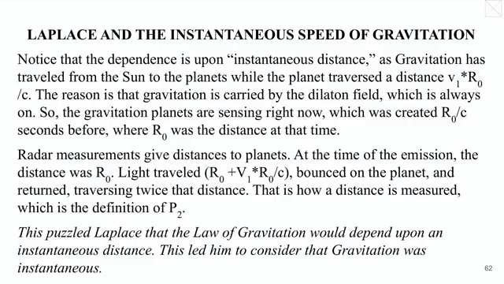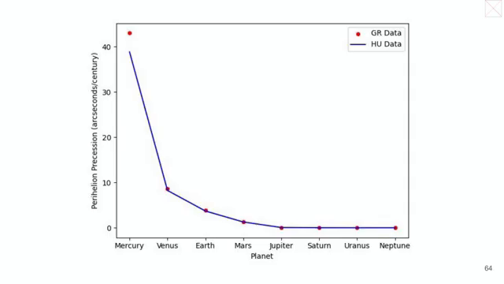Radar measurements give distances to planets. At the time of the emission, the distance was r0. Light traveled r0 plus v1 r0/c, bounced on the planet, and returned, traversing twice that distance. That is how a distance is measured, which is the definition of p2. This puzzled Laplace that the law of gravitation would depend upon an instantaneous distance. This led him to consider that gravitation was instantaneous. Hey, can you show that this is correct?